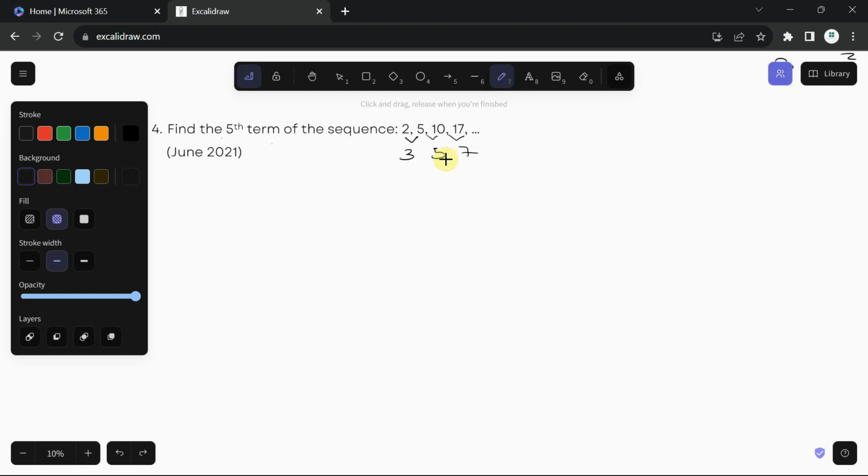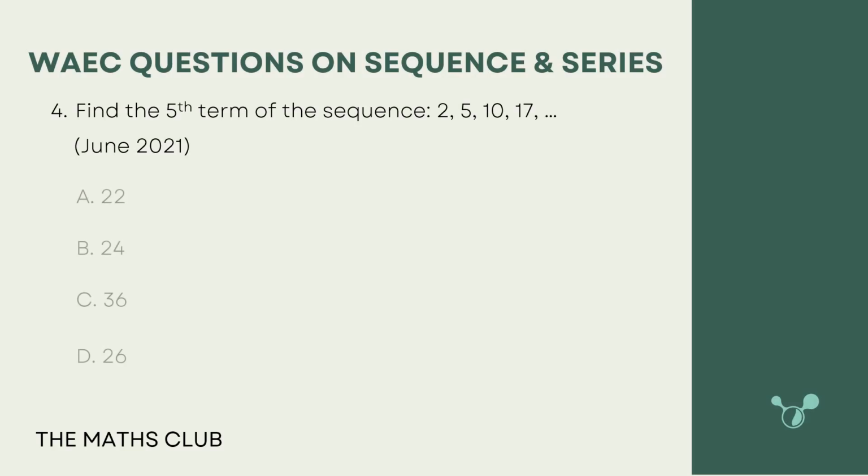Welcome back. What do you notice between these terms? It is as if the difference is increasing by 2. The difference here was 3, here was 5, here was 7. So I'm assuming that for the next value the difference would be 9. So 17 plus 9 is 26. That means the next value should be 26. We are asked to find the fifth term: first, second, third, fourth, fifth. So our answer here is actually 26. Let's see if we're correct. That should be option D.